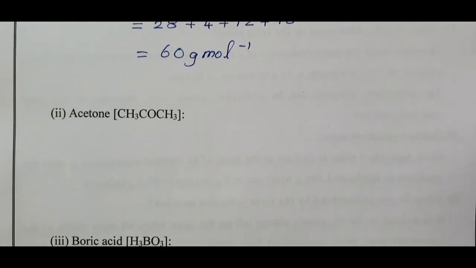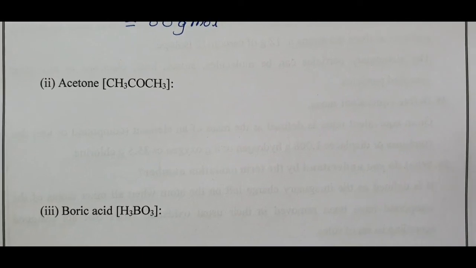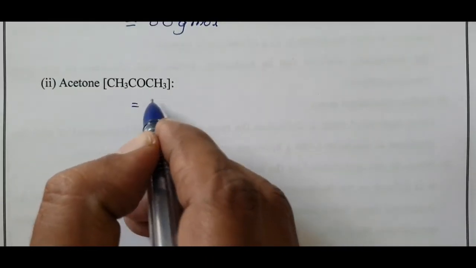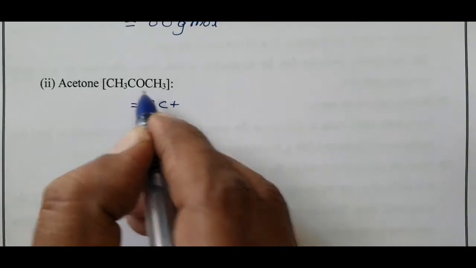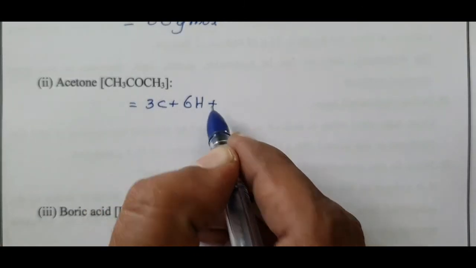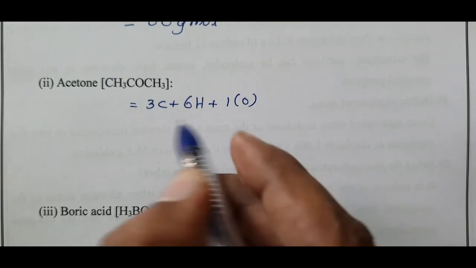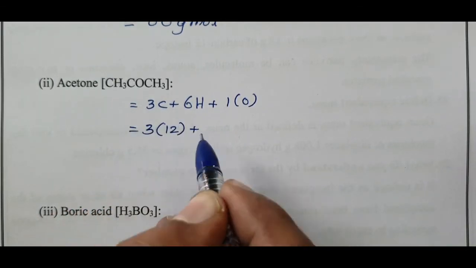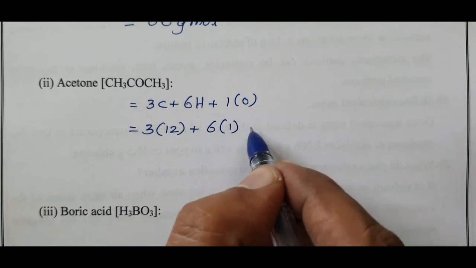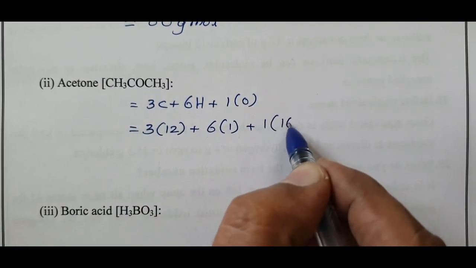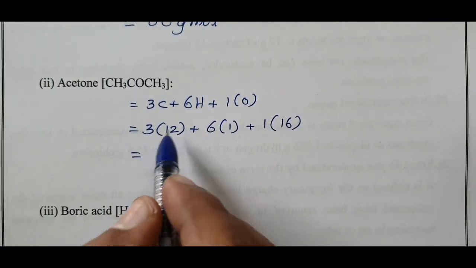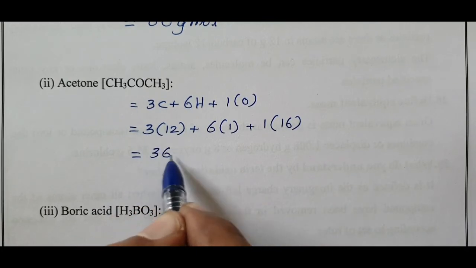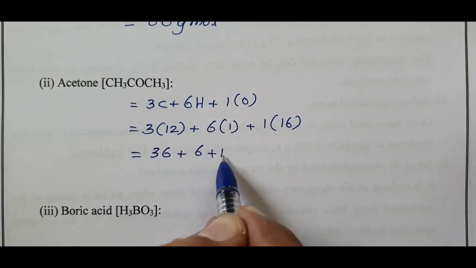Second compound is acetone. We know the molecular formula CH3COCH3. It contains 3 carbon atoms and 6 hydrogen atoms. How many oxygen atoms? 1 oxygen atom. That equals 3 into atomic mass of carbon 12, 6 into hydrogen 1, 1 into oxygen 16, that is equal to 3 into 12 is 36 plus 6 plus 16.